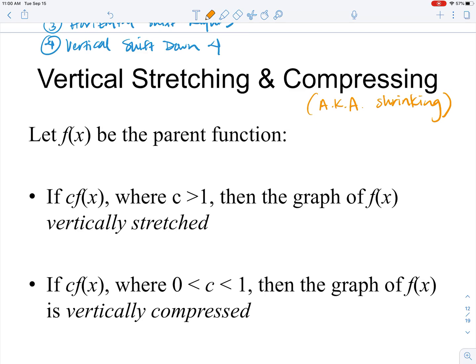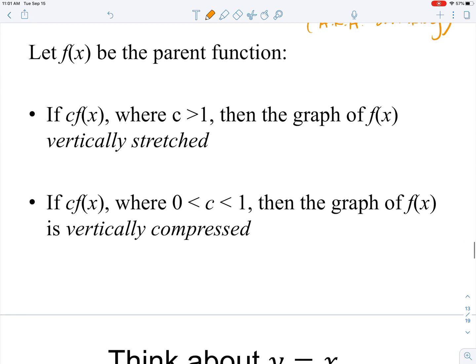Now, if the parent function is being multiplied by a value that is between 0 and 1, then that's going to end up actually vertically compressing the graph of the parent function. So like multiplying the parent function by 1/2 or 2/3, that's going to end up actually shrinking the y-coordinates of the points of the parent function. So we say that the graph is vertically compressed or vertically shrunk.